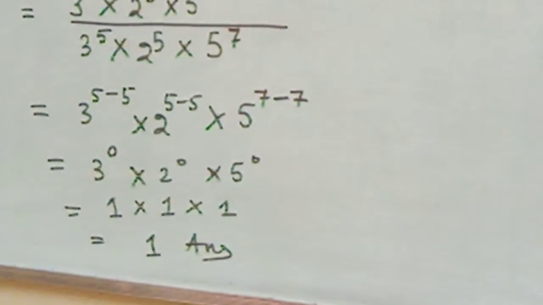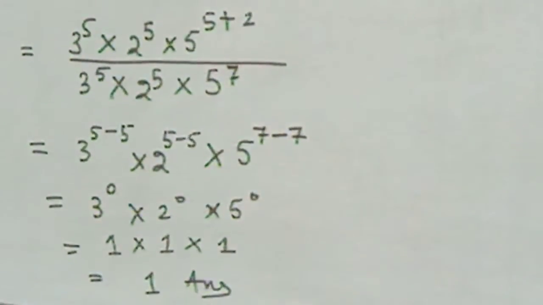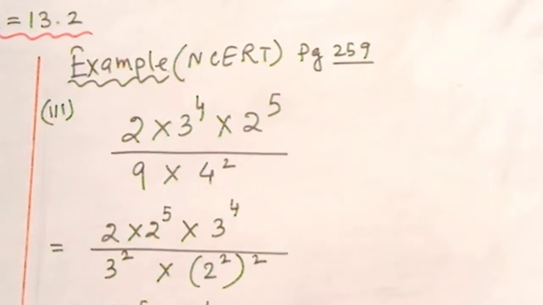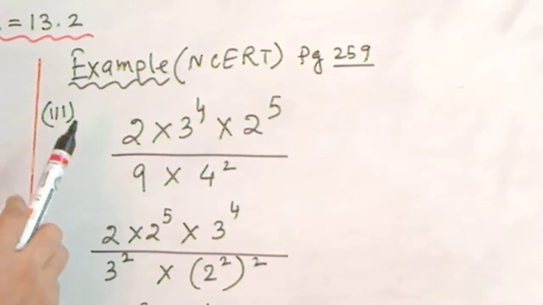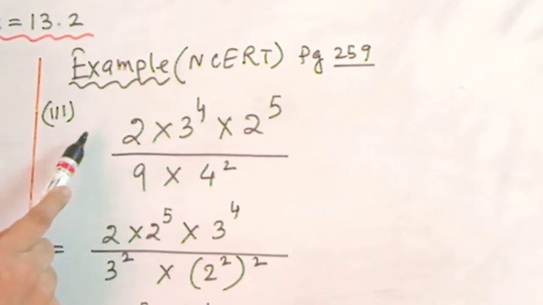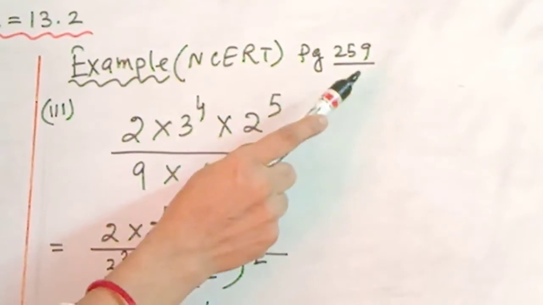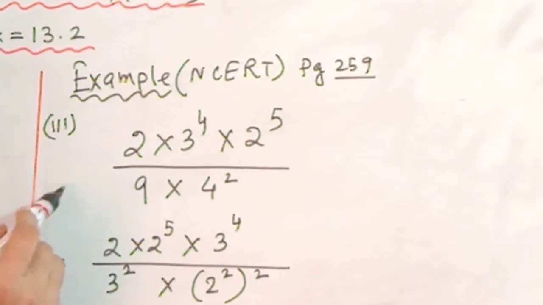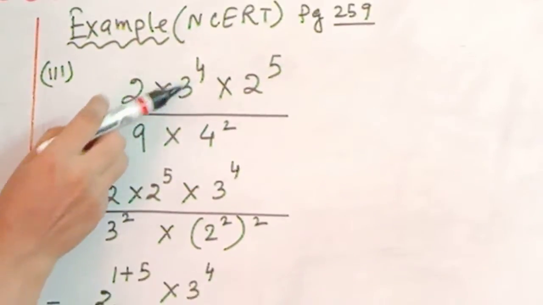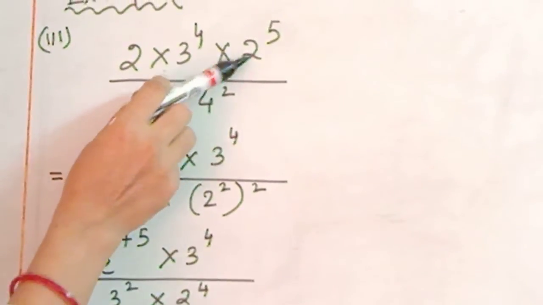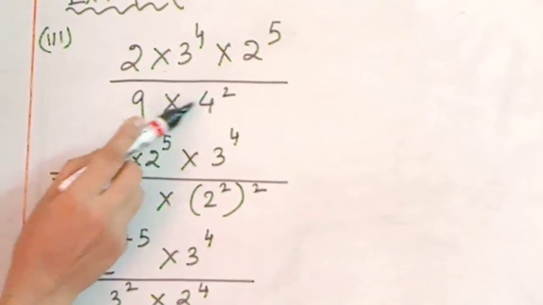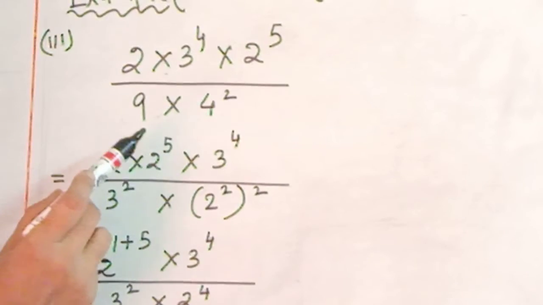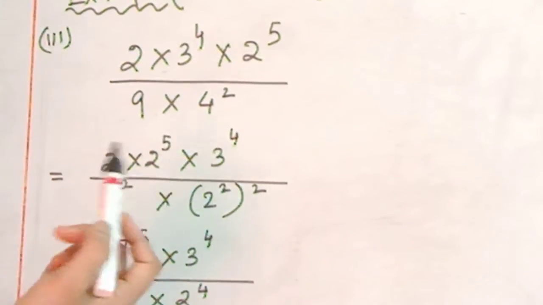Understood? Come to the next sum, which I will give you from your example. Now one question from your NCERT book example, page number 259, where three sums are there. From there, one sum we are doing here. 2 into 3 to the power 4 into 2 to the power 5 divided by 9 into 4 to the power 2. Again, check which numbers are in their prime factor form and which are not.